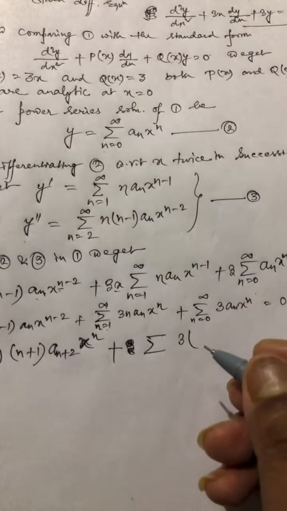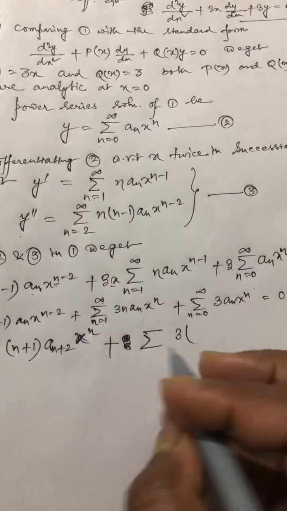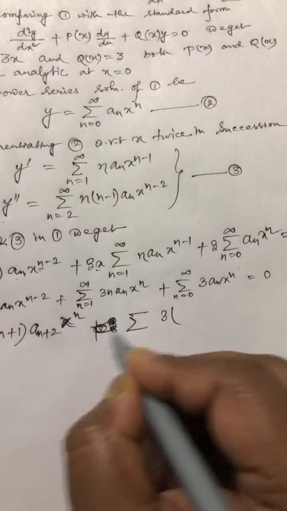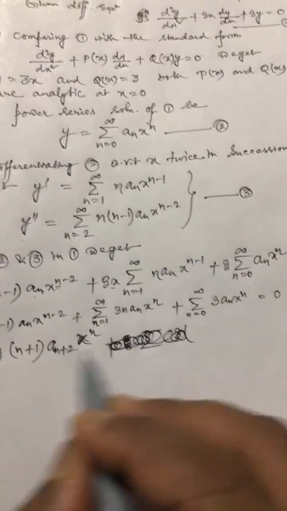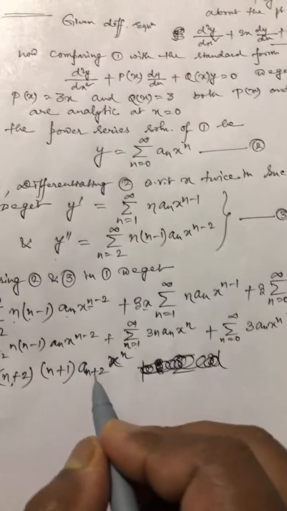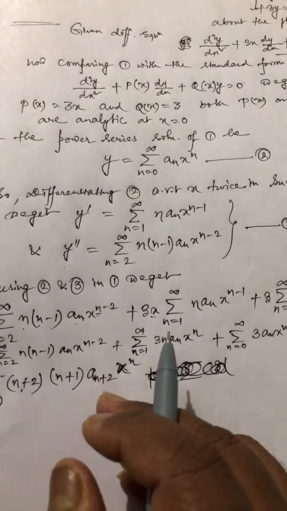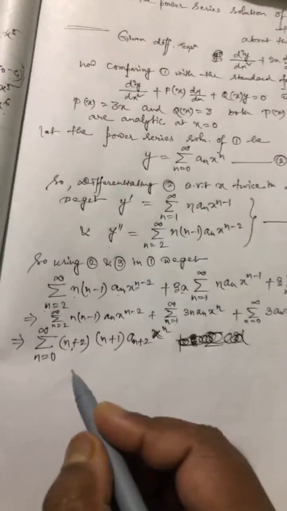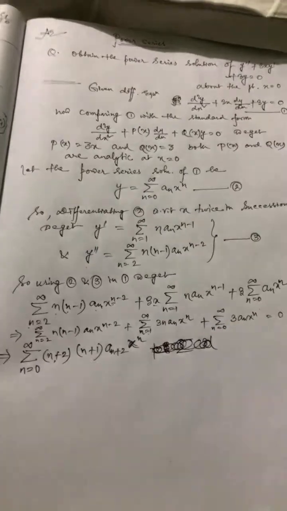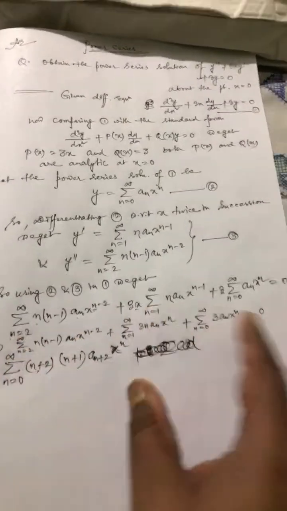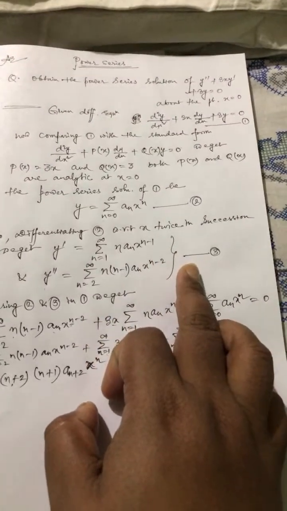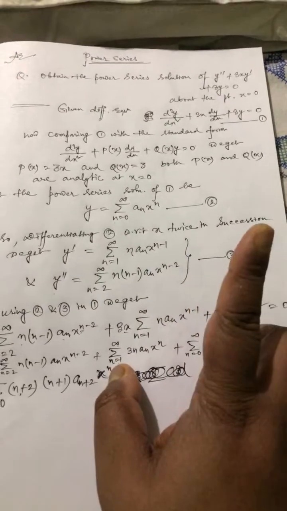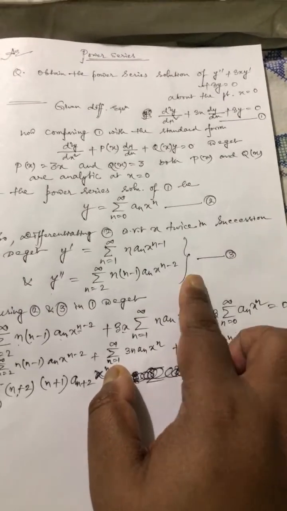Or you can actually consider another step. No need to consider these two steps simultaneously, because the powers are already the same, n x to the power n. So I repeat these two steps again. Initially we are putting equation number 2 and 3. Again I will express these two equations in the following manner.